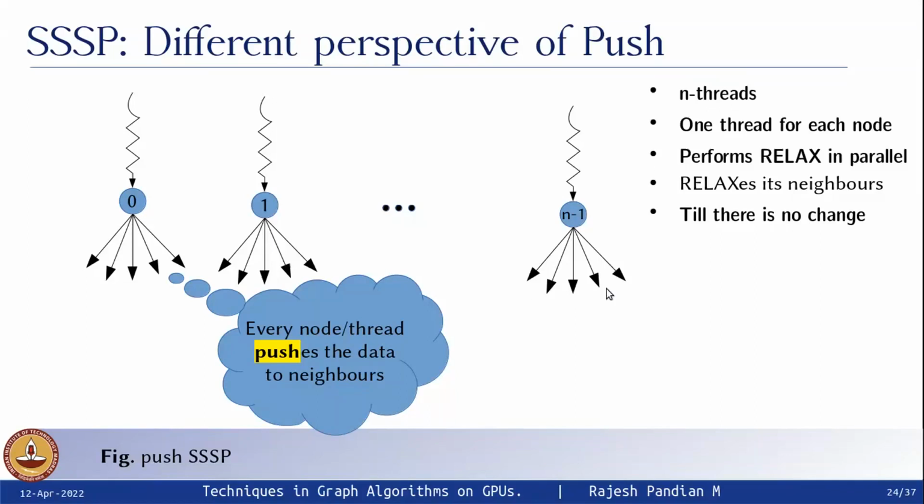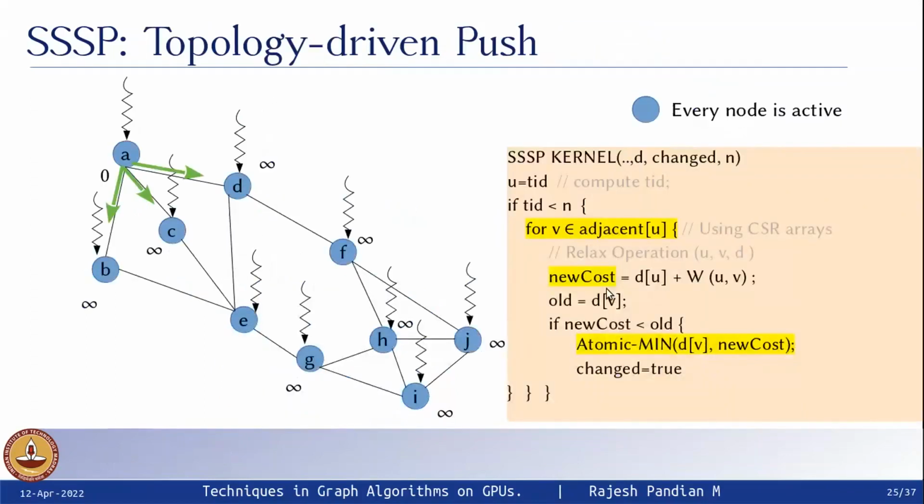Okay, so this is how a topology driven push works. And why do we call this push? As I have been repeating this word multiple times, each vertex actually pushes the data from itself to the neighbors.